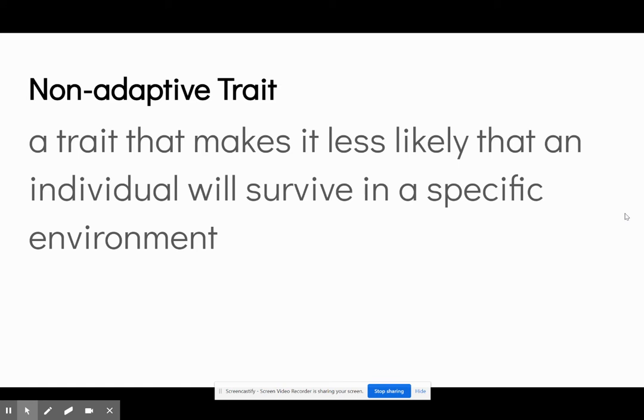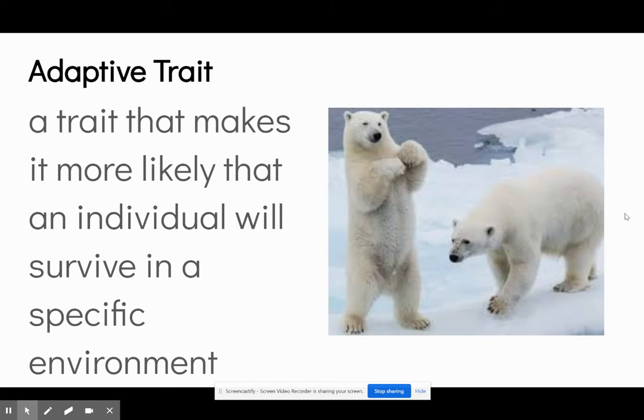And then we already know this word as well, non-adaptive trait: a trait that makes it less likely that an individual will survive in a specific environment. If we have a non-adaptive trait, that's going to hurt us. And chances are we're going to end up dying before we can reproduce and pass on that trait. And then, of course, we have the opposite of non-adaptive trait, an adaptive trait, also known as adaptation, which we spent a lot of time talking about.